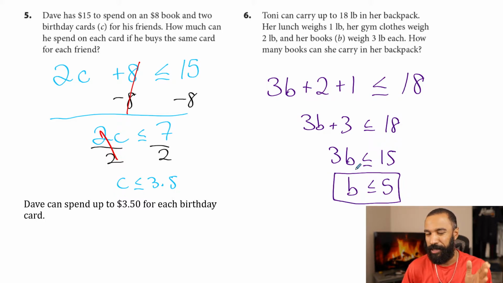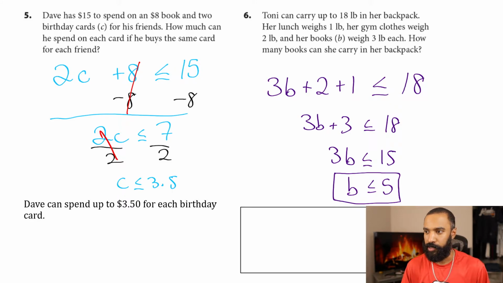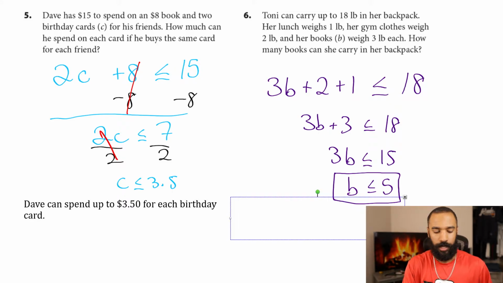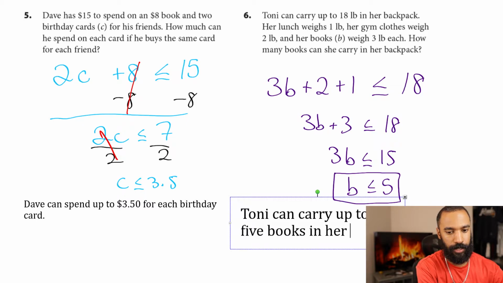So you would only really be looking at integer values. B can be 0, 1, 2, 3, 4, or 5. Oh, right, I counted 0 as 1. 0, 1, 2, 3, 4, or 5 books, not 4.5, if each book weighs 3 pounds. So she can carry, who is this, Tony? Maybe it's a he. She. Tony with an I. Tony can carry up to 5 books in her backpack.